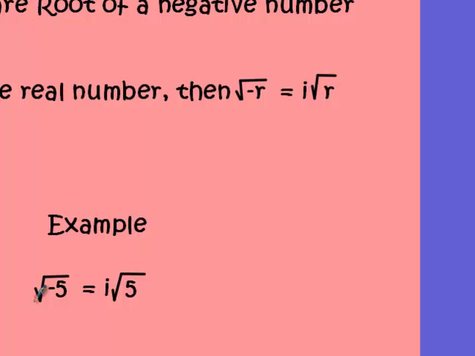So for example, I have down here the square root of negative 5. We would just pull out an i, it would no longer be under the square root sign, and the 5 would remain positive, which would stay under the square root, and this is how we would write our answer. Very simple thing to do.